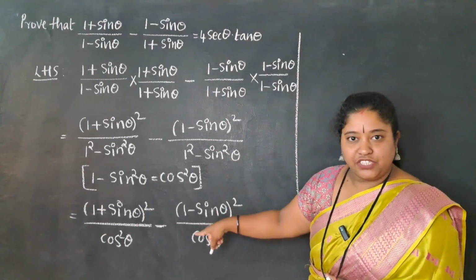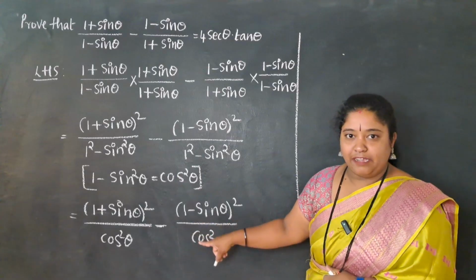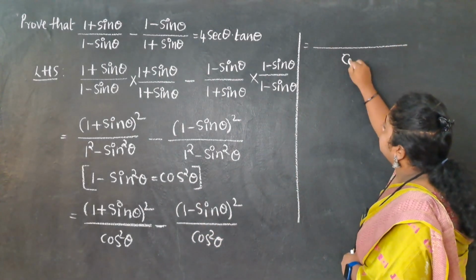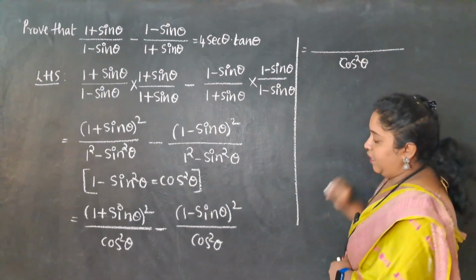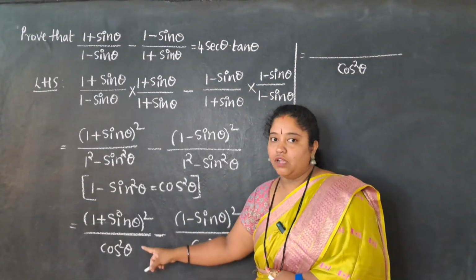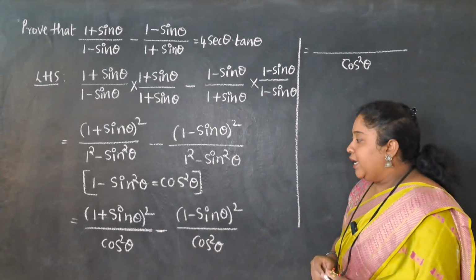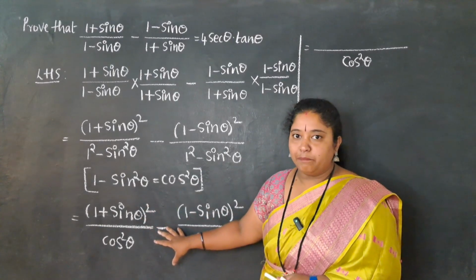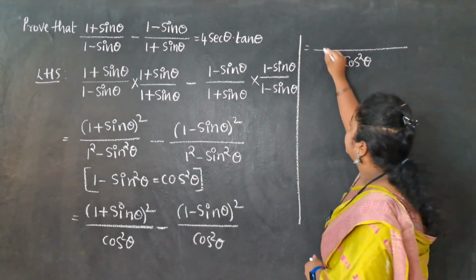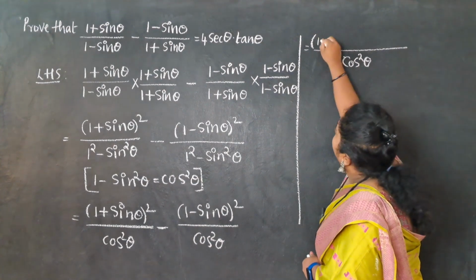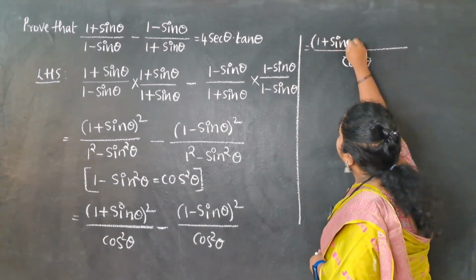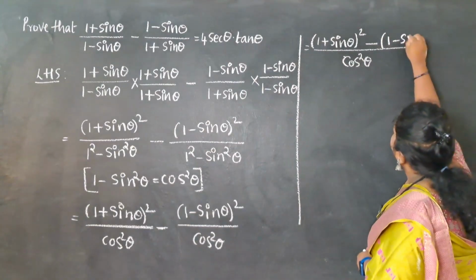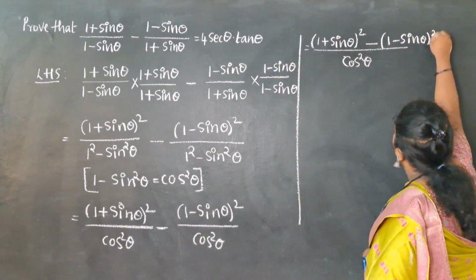We take the LHS directly. Both are having the same denominator, so we'll take the LHS directly. LHS is nothing but cos square theta. Yes or no? Both are with cos square theta. So I just write cos square theta. If both are same, just do the operations in the numerator part. What is there in the numerator part? Here I have 1 plus sine theta the whole square minus 1 minus sine theta the whole square.